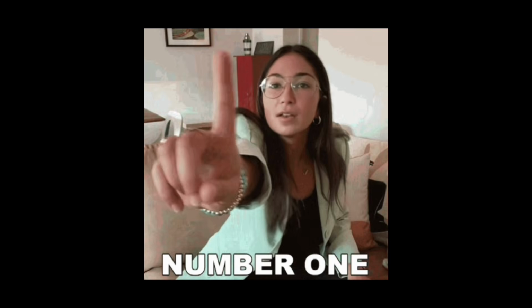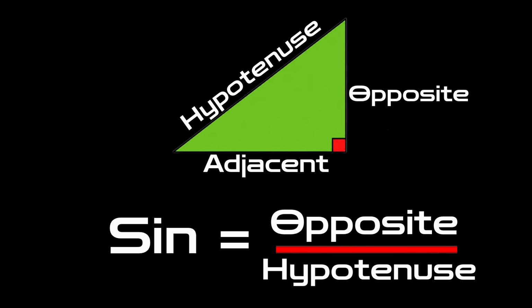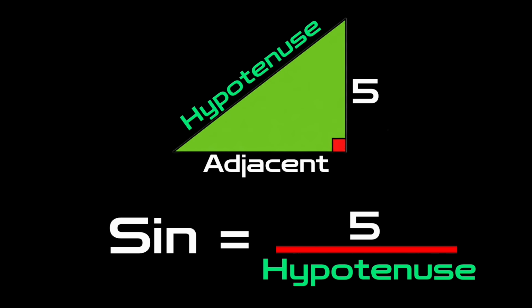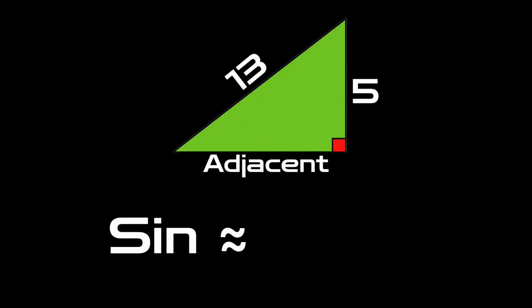The first one is sine. Sine equals opposite divided by hypotenuse. Suppose the opposite side equals 5 and the hypotenuse equals 13. 5 divided by 13 equals approximately 0.385.